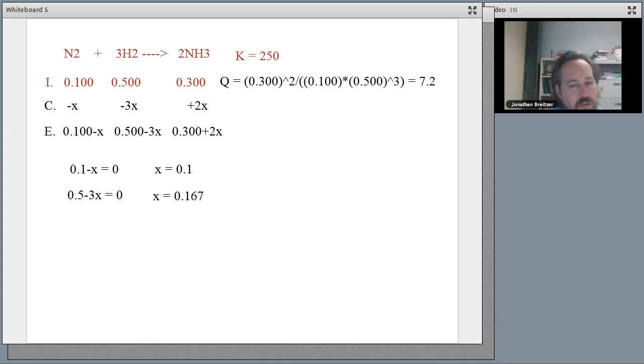This video shows how to solve an equilibrium problem that would be rather difficult to do analytically. In this problem, we have nitrogen and hydrogen in equilibrium with ammonia. Now, the letters in brown are what's given in the problem. Everything else is the work.